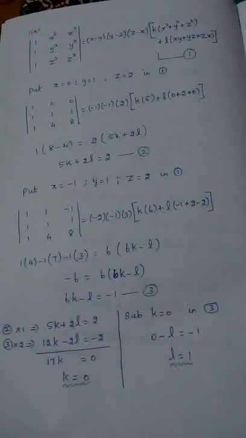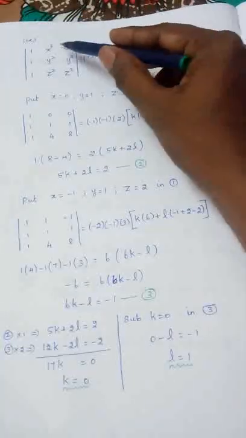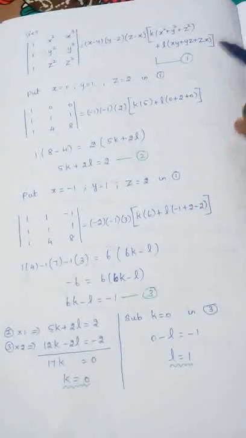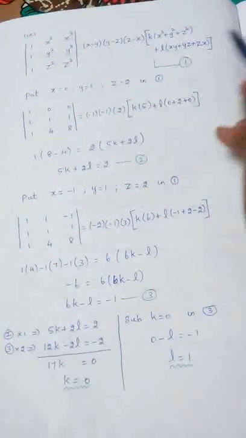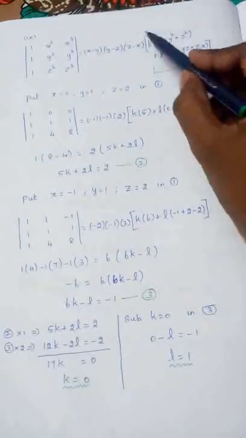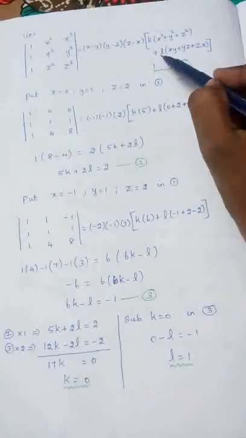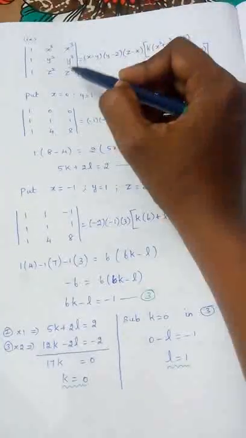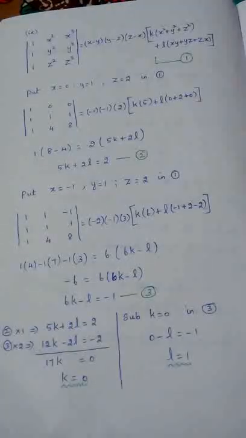So just see what we did. In place of delta, we have substituted the determinant. So this is the right hand side. And this is taken as equation number 1. Now our aim is to find what is k value and what is L value. For that we have to substitute values in place of x, y and z.